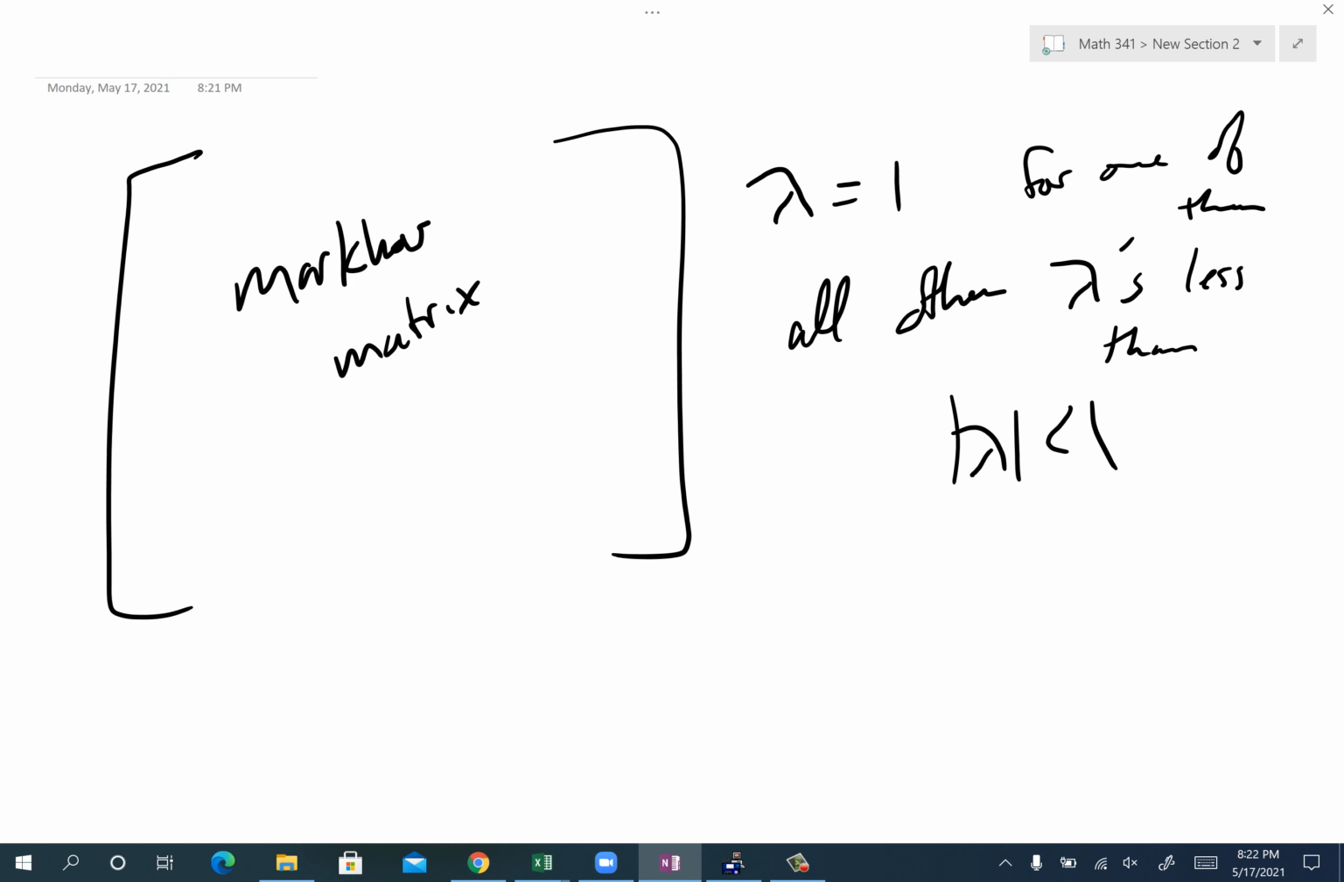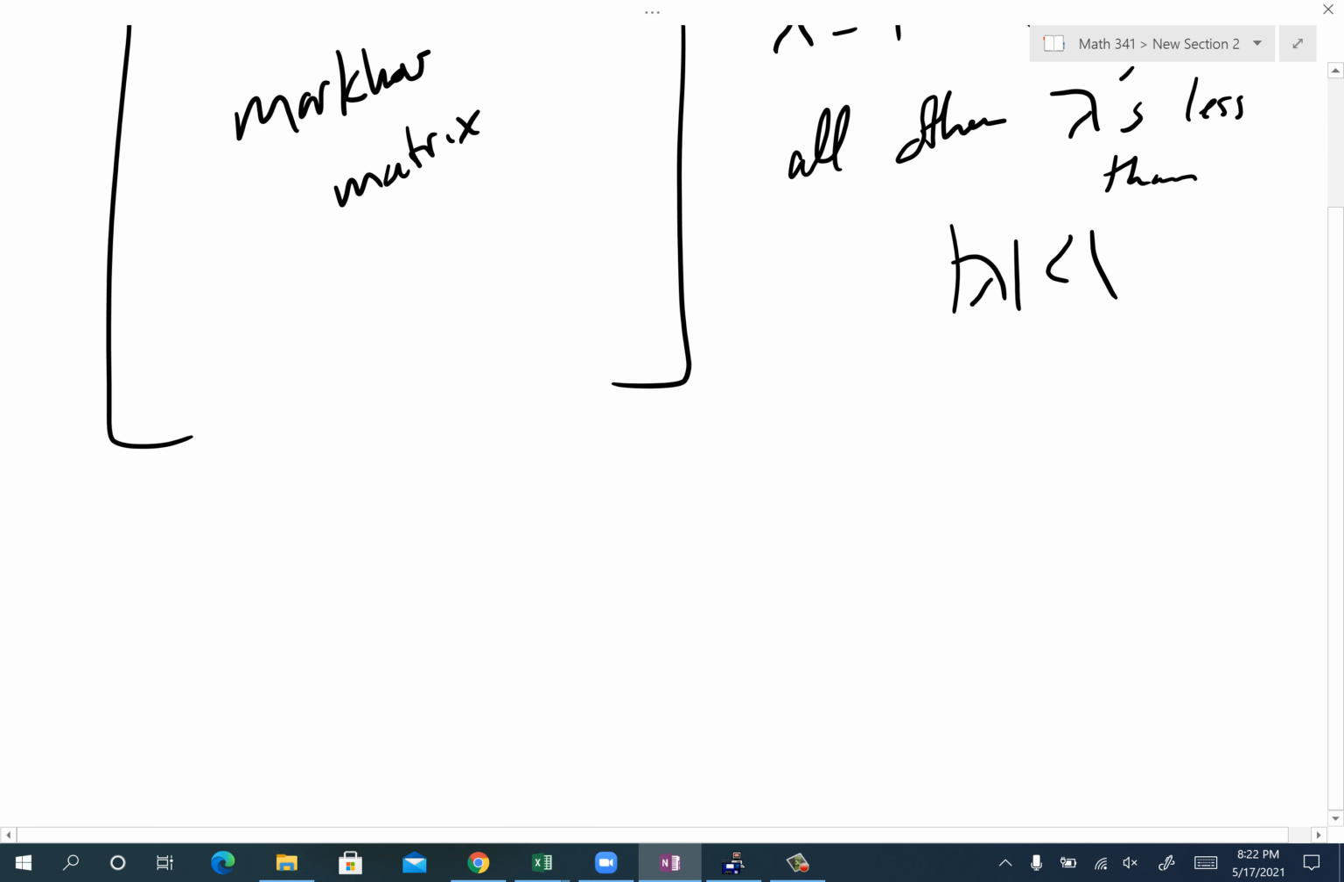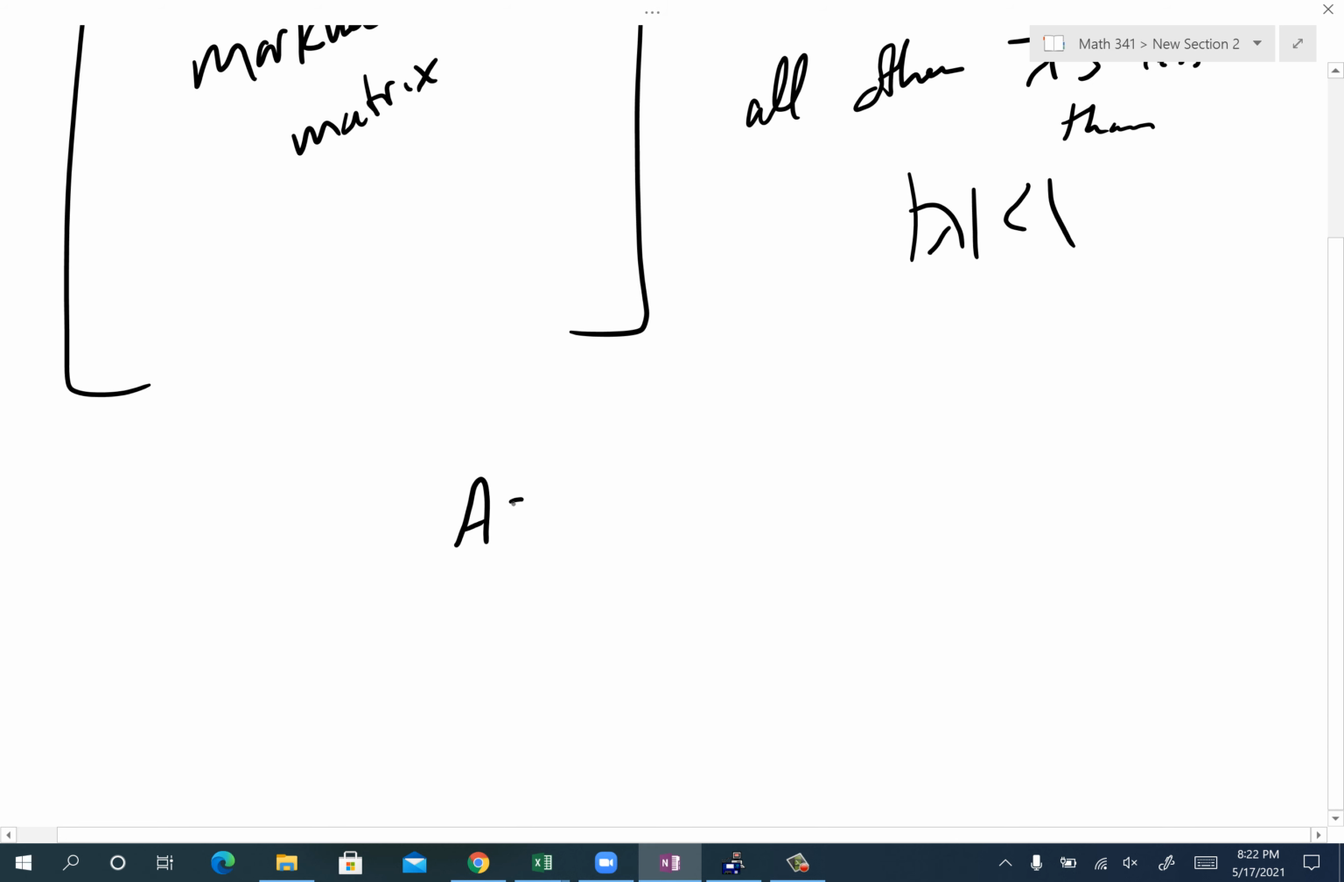Okay? Now, something else that's kind of interesting is this. You can always take any matrix, let's call it matrix A, and you can always write it like so.